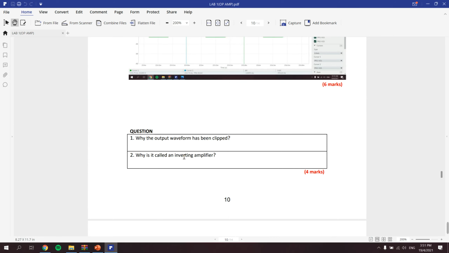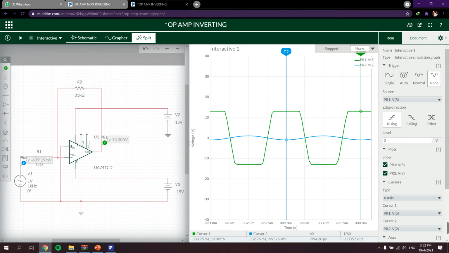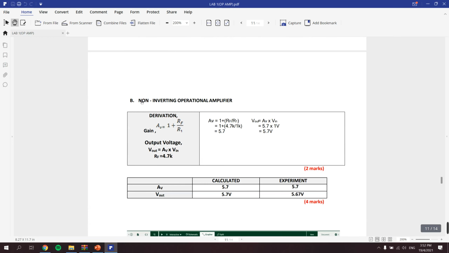Second, why is it called an inverting amplifier? Because, as you can see, we insert a negative voltage, so we're getting a negative wave here, but the output we get is in positive phase. So it inverted from negative phase to positive phase and amplified the voltage. That's why it's called an inverting amplifier.